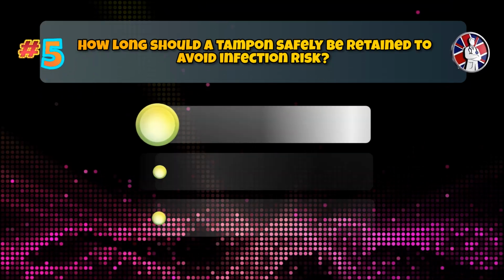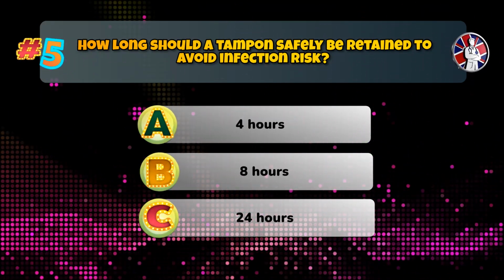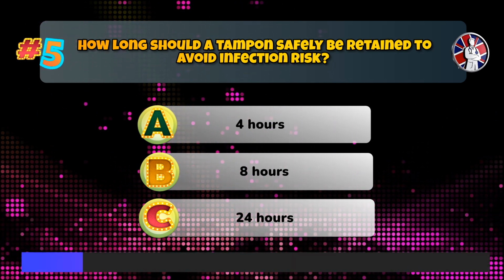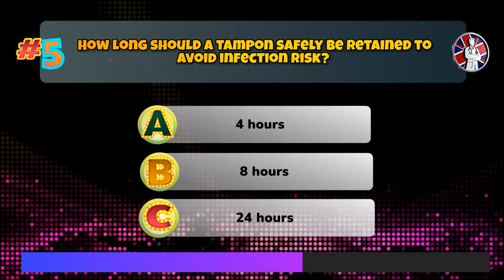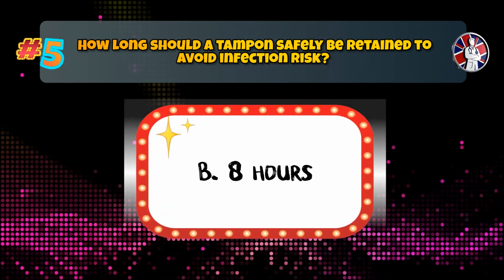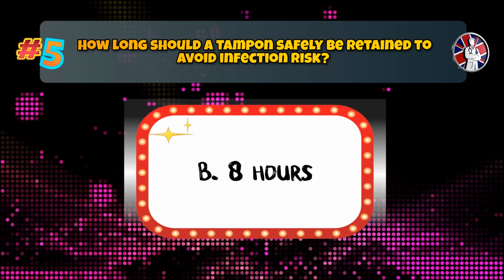How long should a tampon safely be retained to avoid infection risk? A. 4 hours. B. 8 hours. C. 24 hours. Answer. B. 8 hours. Tampons should be changed every 4 to 8 hours to reduce TSS risk.